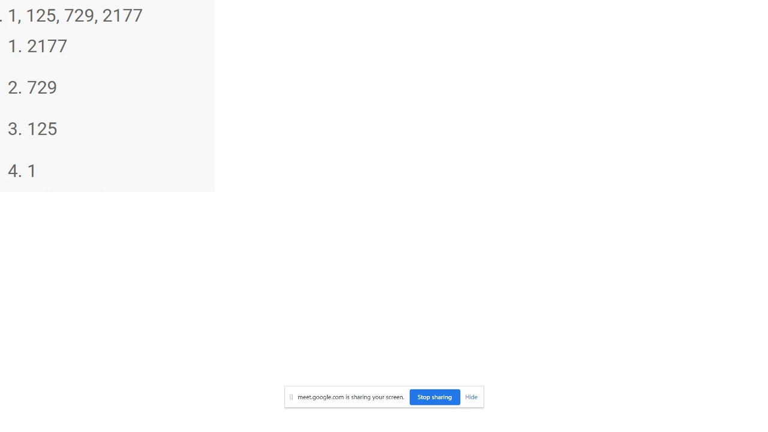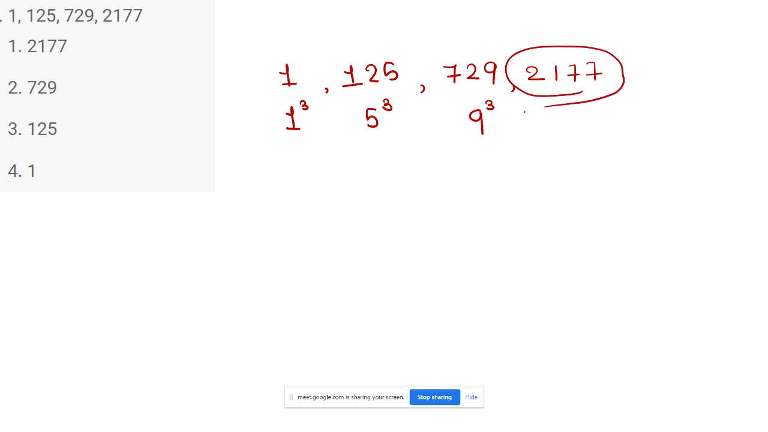Okay. It is 1, 125, 729, 2177. Can you see the numbers are something special? Yeah, they are the cube of something. So if I write 1, that is nothing but 1 cube. If I write 125, that is nothing but, very good, 5 cube. If I say 729, that is nothing but 9 cube. And the last is 2177. There is no such number with this cube.